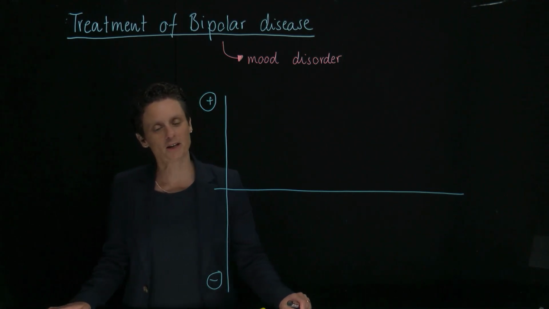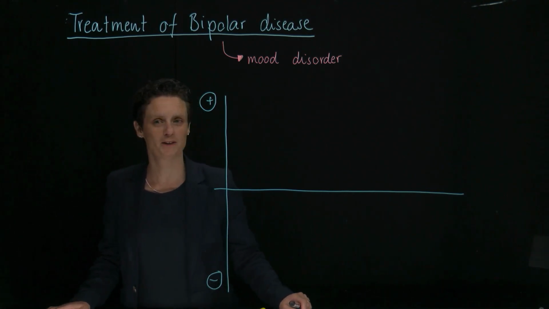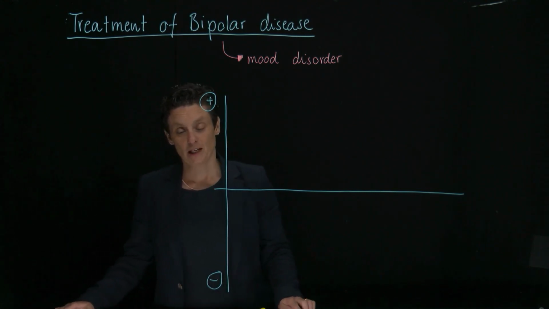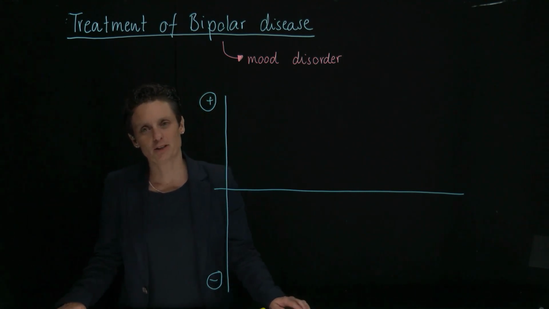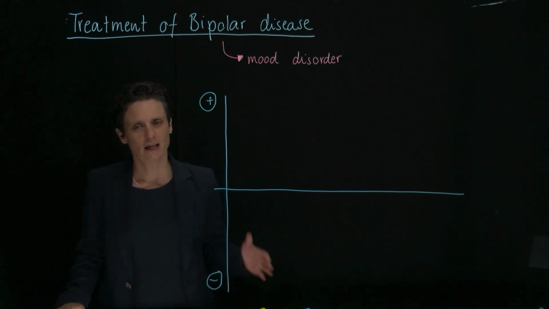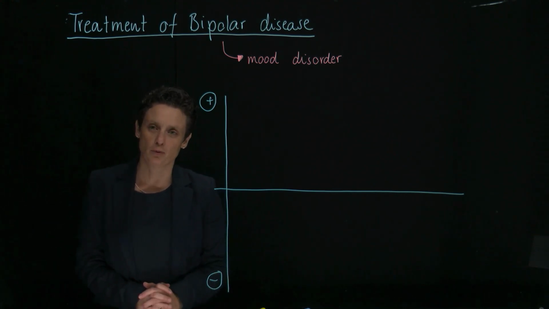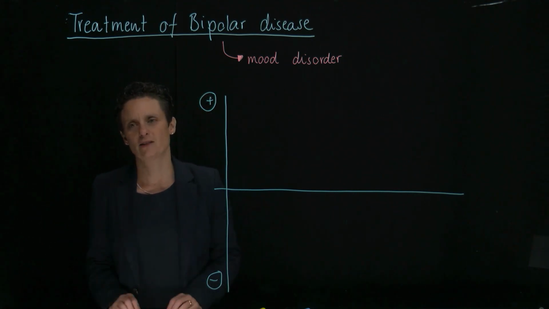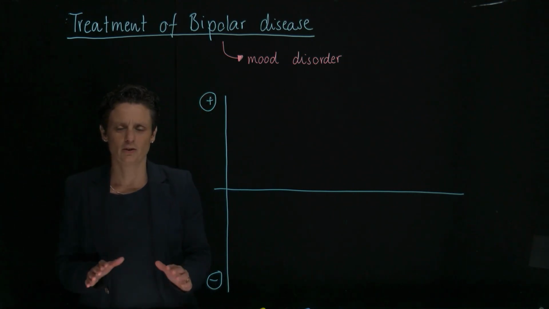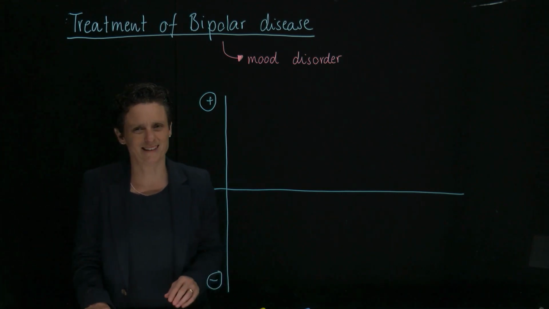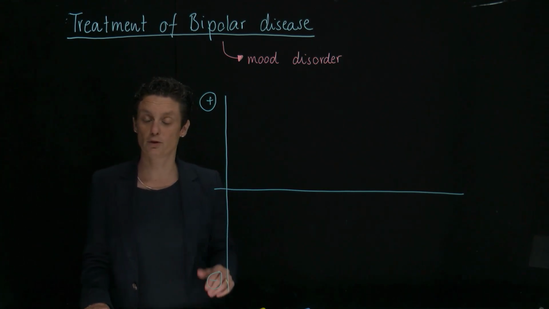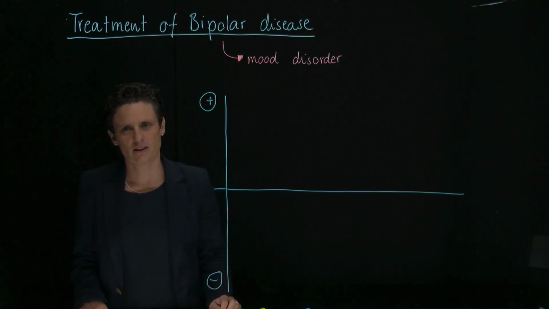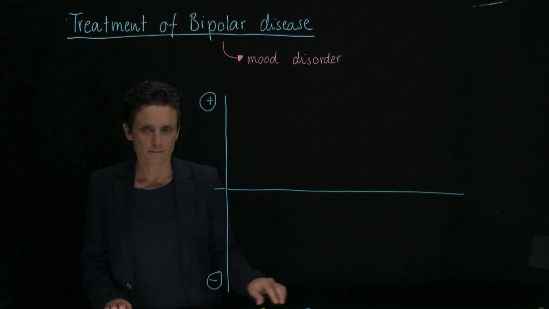In this video, I want to talk about the treatment of bipolar disease. So bipolar disease is a mood disorder. We have already talked about major depression, and now we're going to talk about bipolar, which involves episodes of elevated mood as well as depressed mood. Although we're not going to talk here about how to diagnose bipolar, we're going to focus on the treatment. I just want to give you a brief introduction so that you can think about what bipolar means.